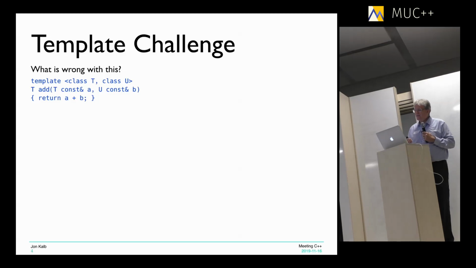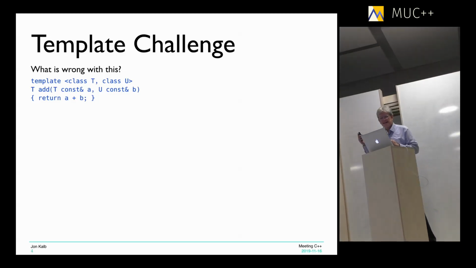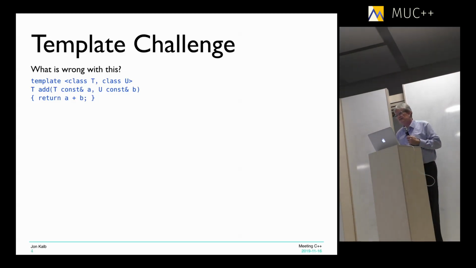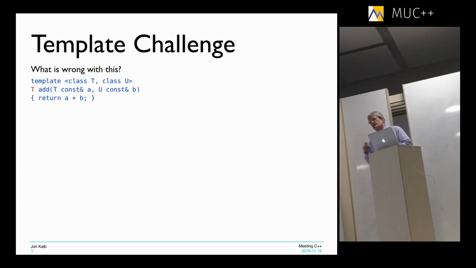All right, let's not get ahead of ourselves here. All right, so what's the problem with this? OK, the return type, right, which I've assumed is T, but it could be U, right? But it has to be either T or U, right?